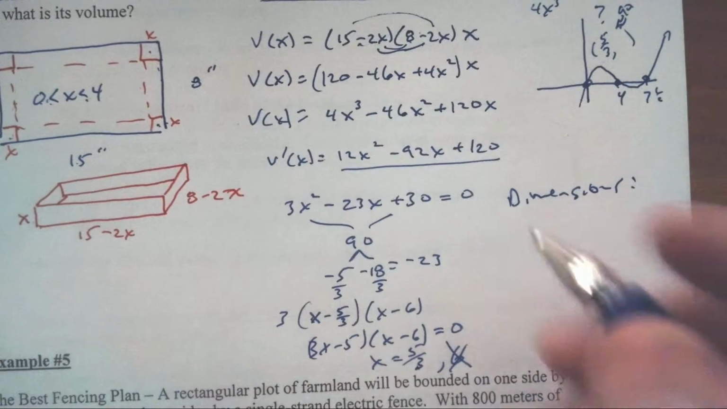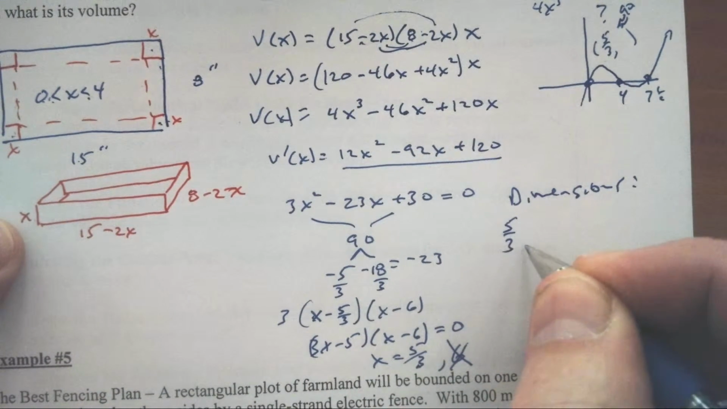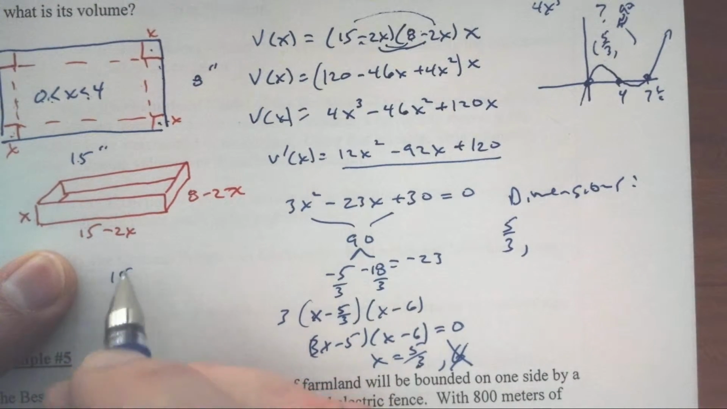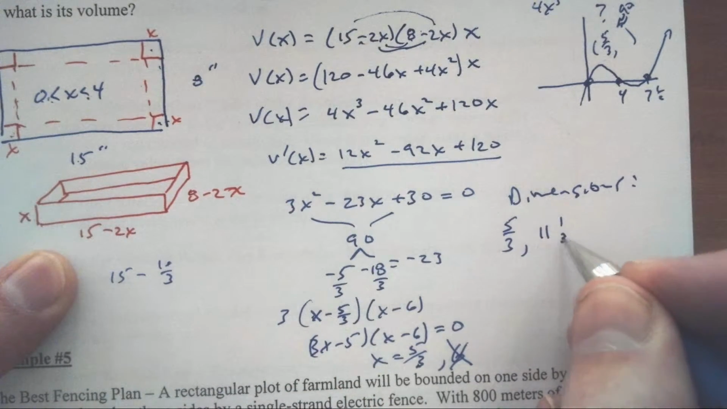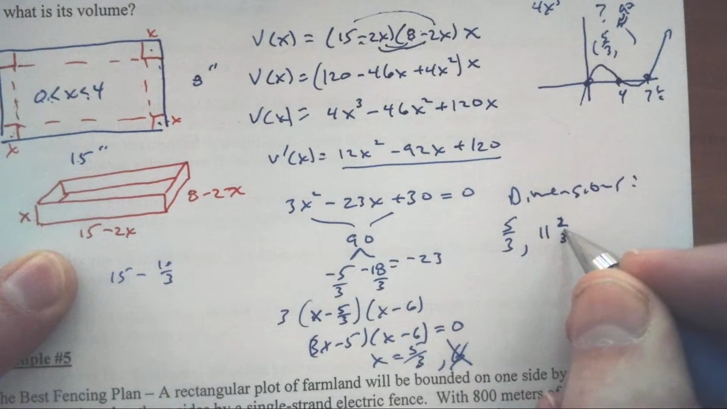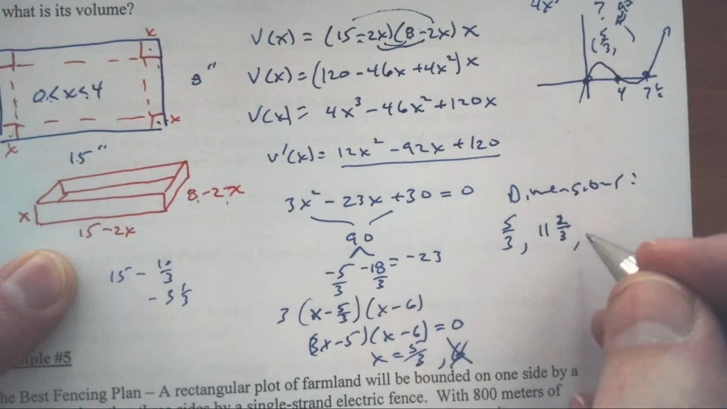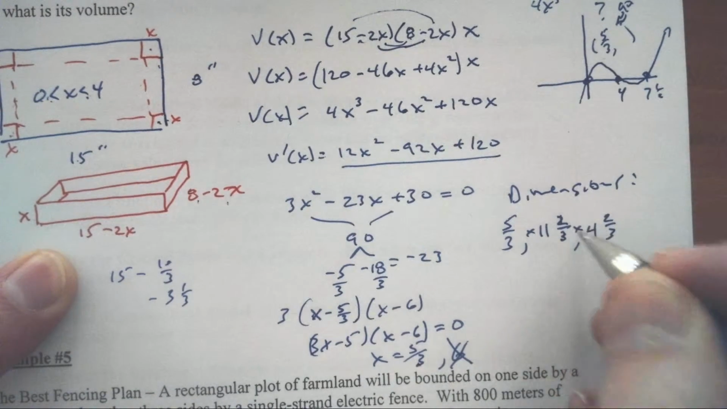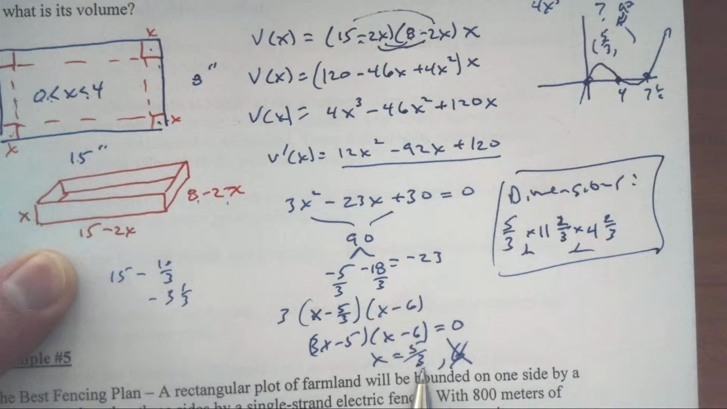Well, the height would be x. It would be 5/3. The width or the length would be 15 minus 10/3, or 11 and 2/3, excuse me. That's minus 3 1/3. We'd be subtracting 3 1/3 from 8 as well, and we get 4 and 2/3. I guess I could say by. So there's our dimensions.